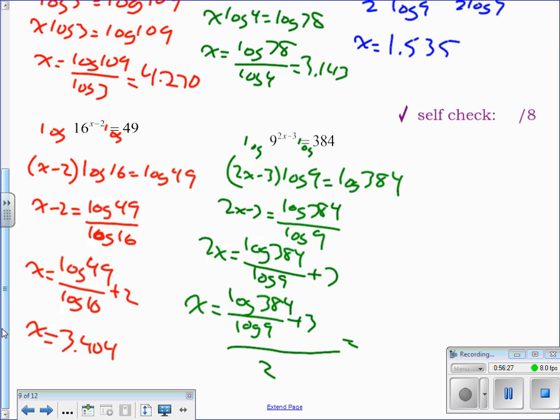Gotta loosen up my fingers here. Log 384 divided by log 9 plus 3, divided by 2. 2.854.